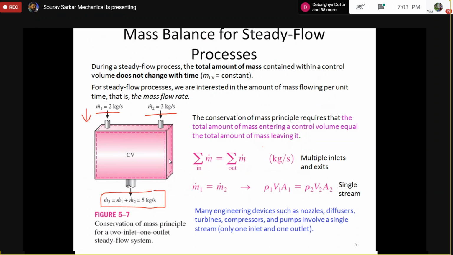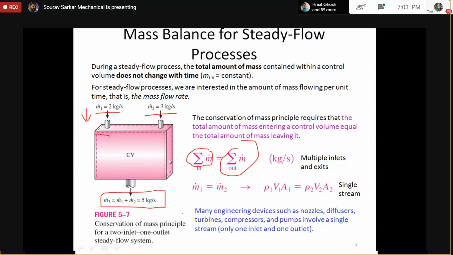You know what is the meaning of steady? Steady means anything which is not changing with respect to time. Is that right? So this is basically called a steady system. So if it is steady, there should not be any kind of accumulation. So whatever is coming into the system, the same thing is leaving.